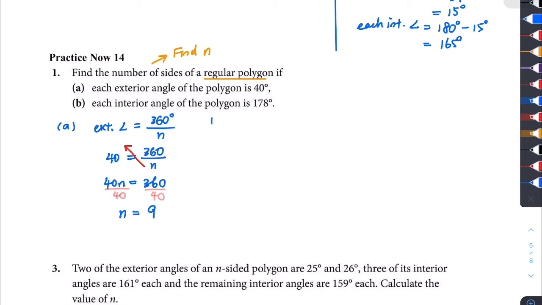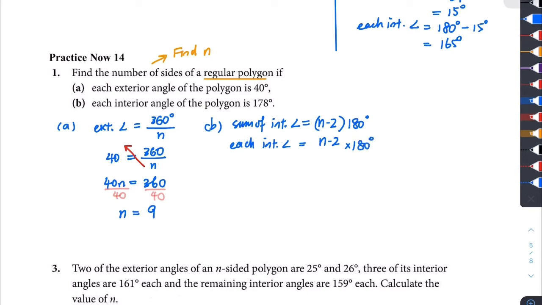Now for B. If each interior angle is 178, find the number of sides. So we will need to make use of this one. From the sum of interior angles, we have n minus 2 times 180 degrees. Then each interior angle would be this formula, n minus 2 times 180 degrees divided by n, correct?